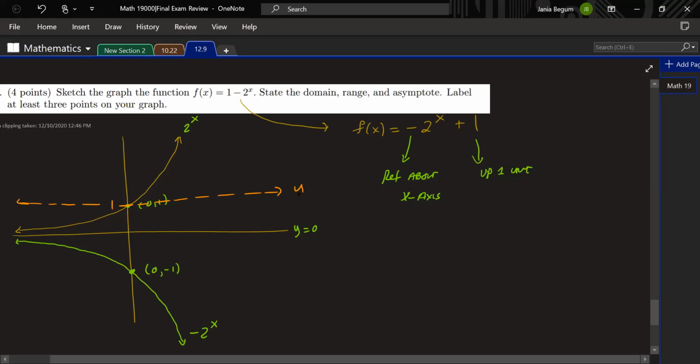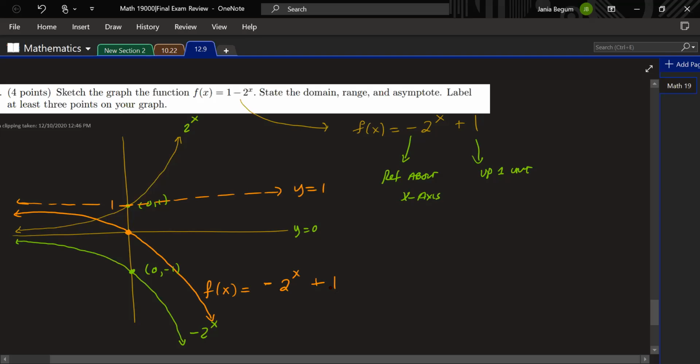Since we move up 1 unit, the point 0, -1 is also going to move up 1 unit. So now that'll be sitting right here. And then you just preserve the shape, something like this. So that's our new function, or the final sketch. f of x is equal to -2 to the x plus 1.